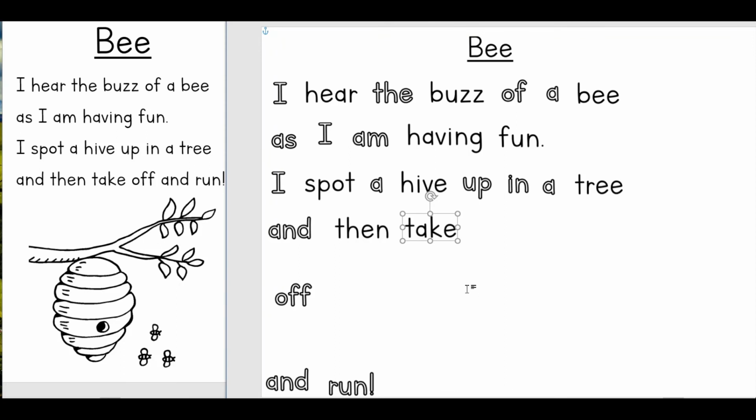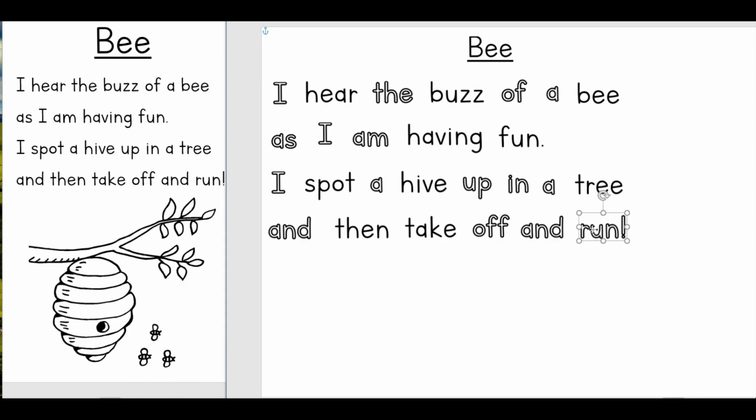Oh, we're just left with sight words. And then take off. Here's that other word we talked about, O-F-F, off. And then take off and run. And we're ending with that exclamation point. So now we're going to just read it together. Bee. I hear the buzz of a bee as I am having fun. I spot a hive up in a tree and then take off and run.